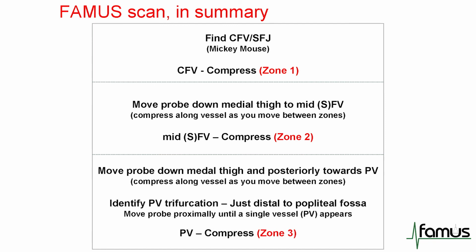Finally, zone 3 is in the popliteal fossa, just above the trifurcation, where you compress to ensure complete apposition of the vessel walls. If at any point you find a non-compressible vein, then it is strongly suggestive of a DVT, and we would consider that to be a positive scan.